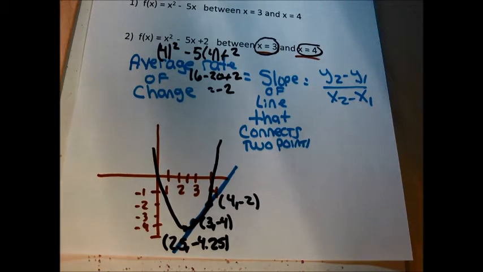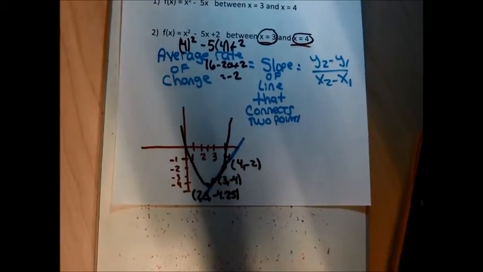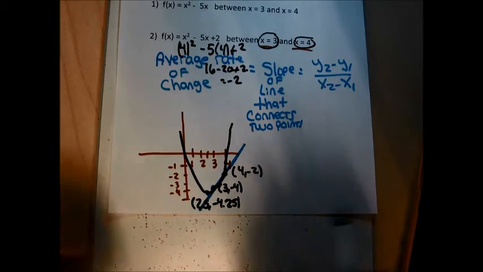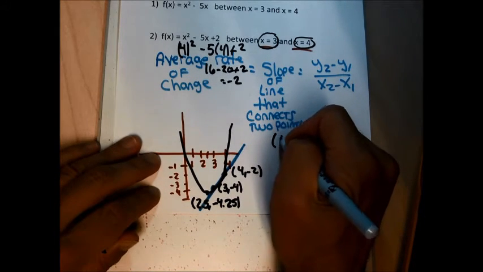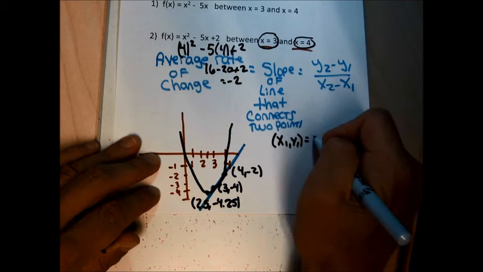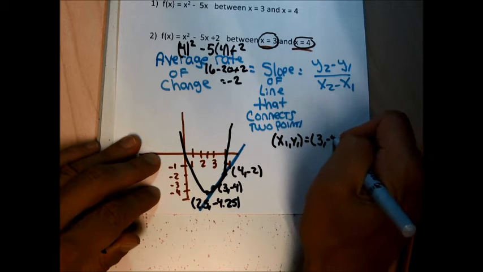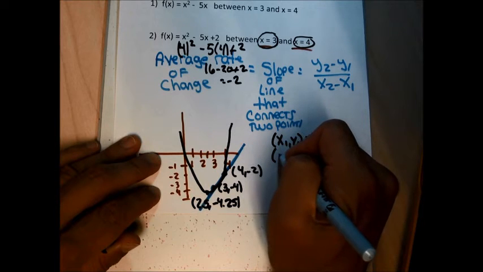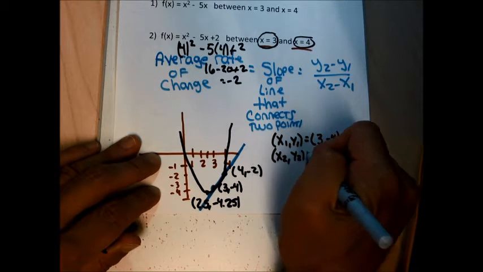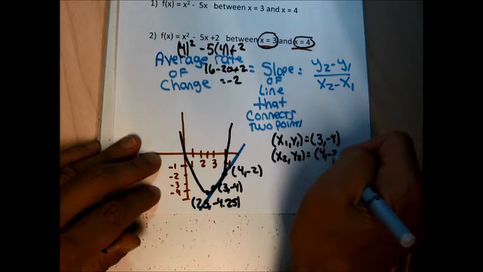I just have to call one point the first point, the other point the second point, and I'll find the slope. So I have 2 points. The first point I found, I'm going to call that the point x1, y1. I'm going to call that 3, -4. The second point that I found, 4, -2, I'm going to call that point x2, y2, which is 4, -2.